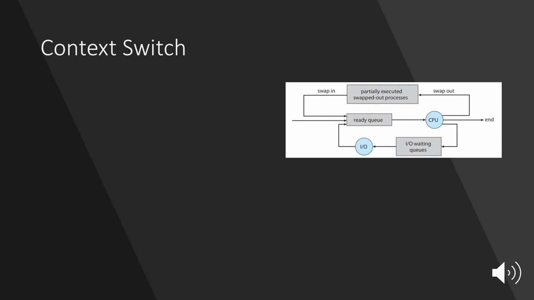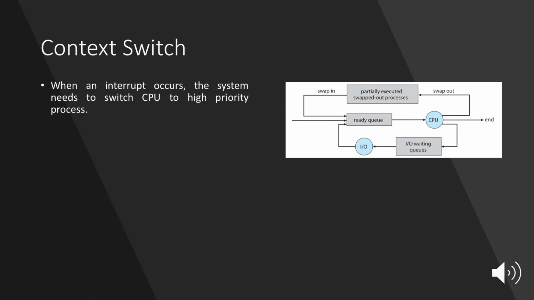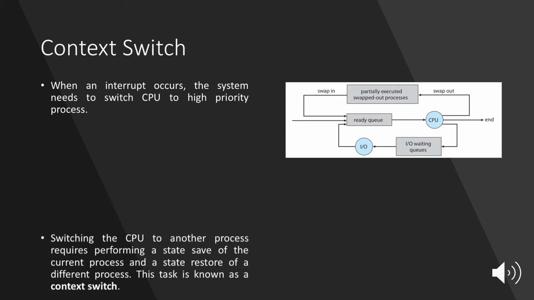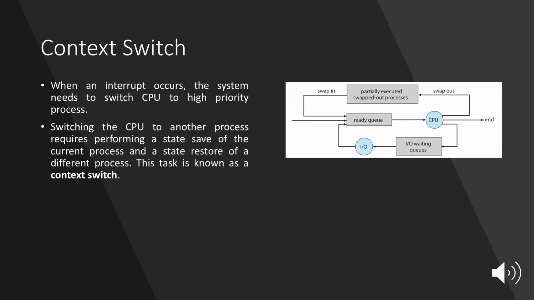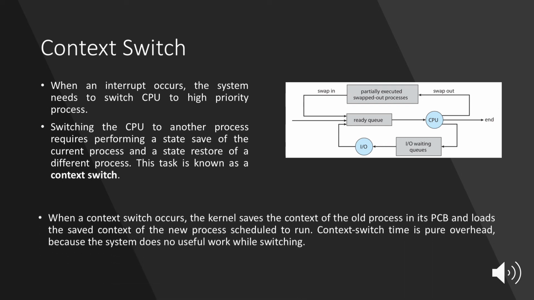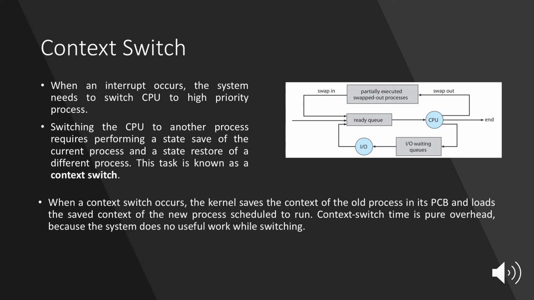Context switch. When an interrupt occurs, the system needs to switch the CPU to a high priority process. Switching the CPU to another process requires performing a state save of the current process and a state restore of a different process. This is known as a context switch. When a context switch occurs, the kernel saves the context of the old process in its PCB and loads the saved context of the new process scheduled to run.